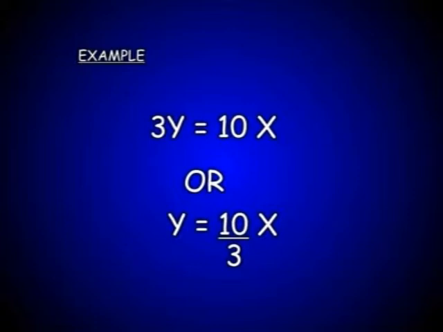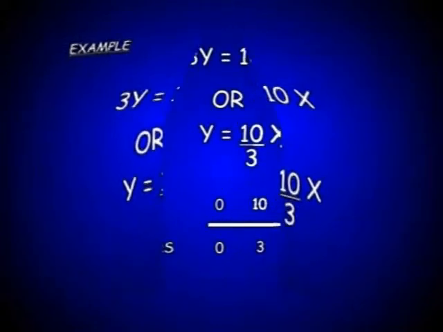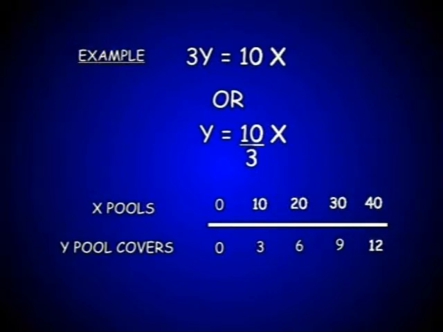If we try and sketch the information, let us start by using a table. Let x be the number of pools and y the number of pool covers. When x is 0, the number of pool covers sold will be 0. When we have 10 pools, we will sell 3 pool covers. 20 pools, 6 pool covers. 30 pools, 9 pool covers, and 40 pools, 12 pool covers.